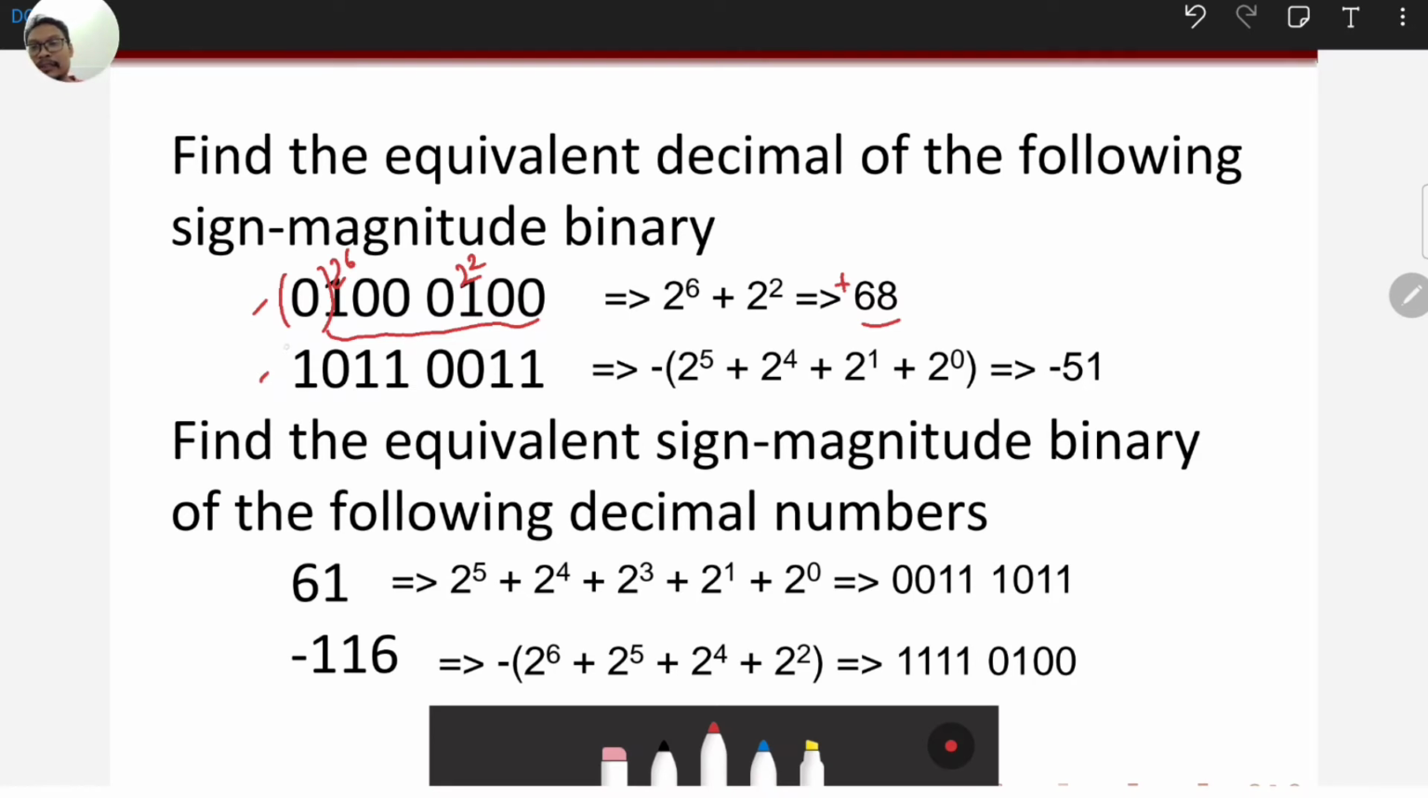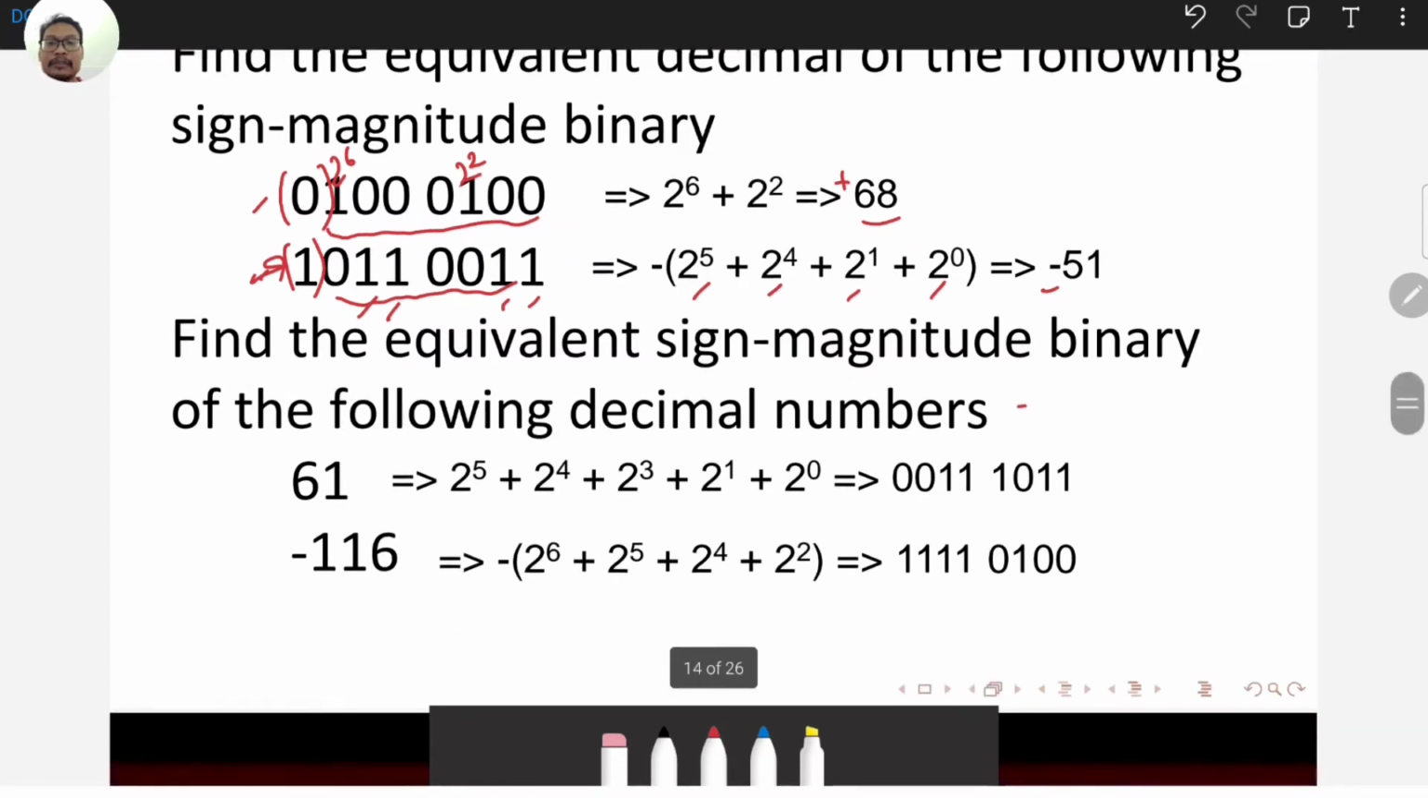Let's look at the next one. We see that the MSB here is 1, so straight away we know that it's a negative number. And for the magnitude, we look at the remaining bits as a standard binary, and the remaining bits are 2 to the power of 5 plus 2 to the power of 4 plus 2 to the power of 1 plus 2 to the power of 0. So these are 4 digits there. We calculate 2 to the power of 5 plus 2 to the power of 4 and so on, and we get the magnitude, and we just put a negative sign in front because our MSB is logic 1.